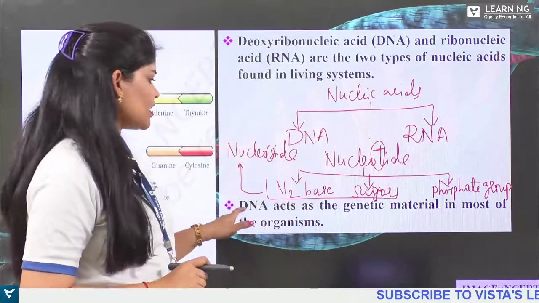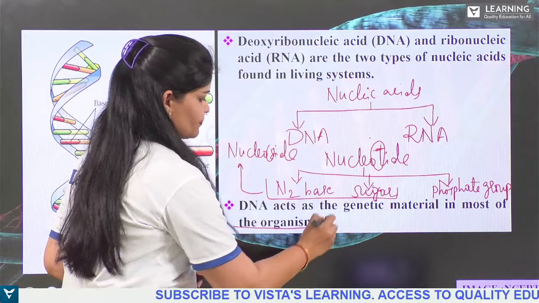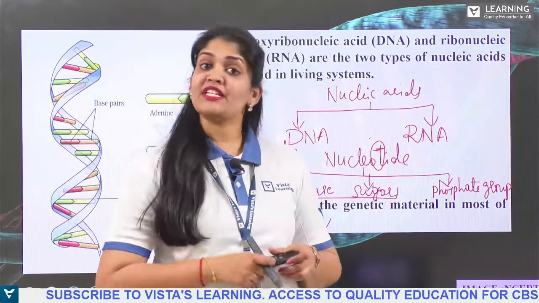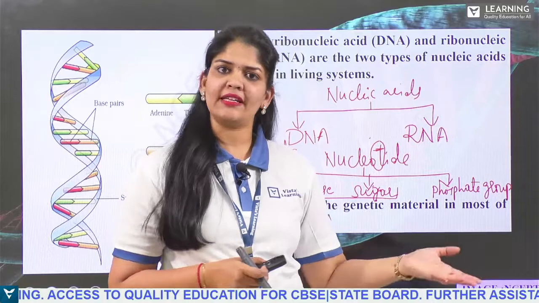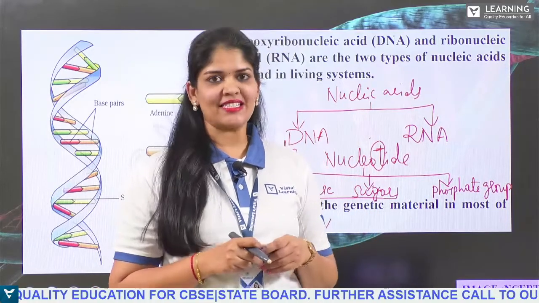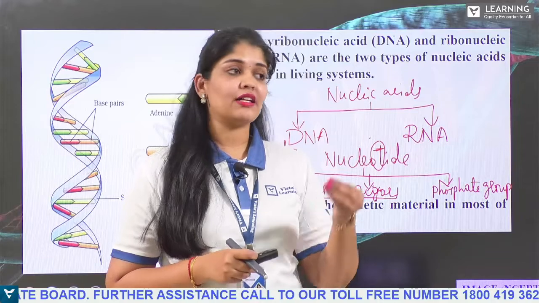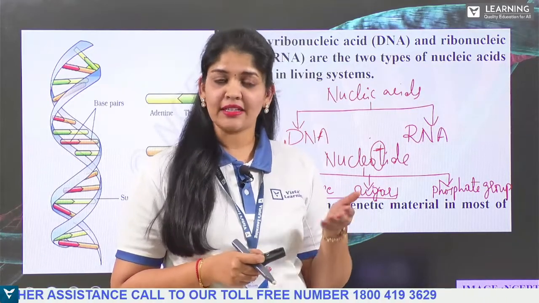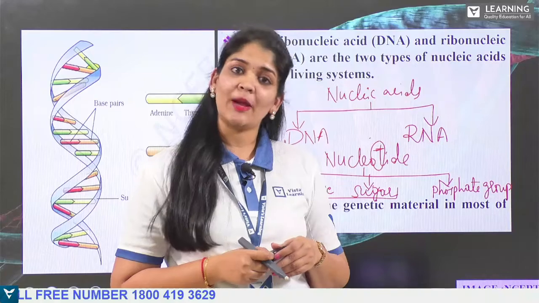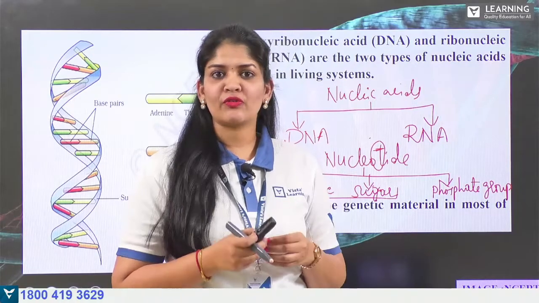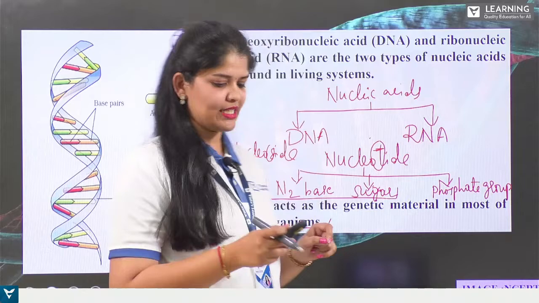So here DNA acts as a genetic material in most of the organisms. We just mentioned that the majority of organisms have DNA as the genetic material. Then what about RNA? RNA also acts as a genetic material in some viruses, for example retroviruses and even coronaviruses, HIV and even hepatitis. These are all examples of viruses which have RNA as their genetic material.